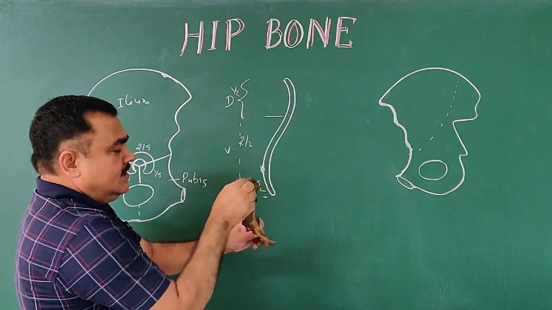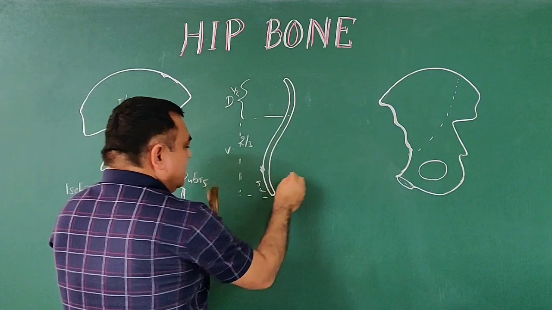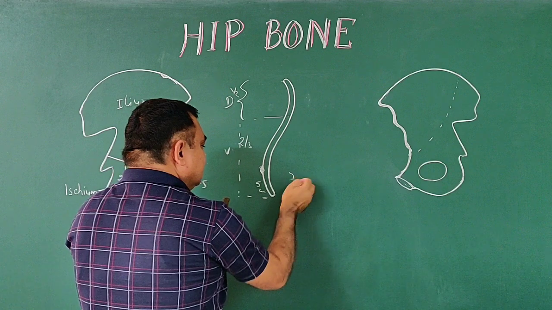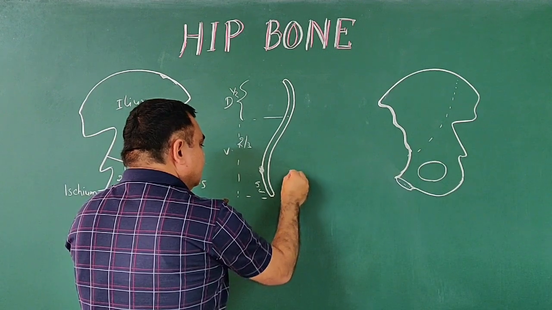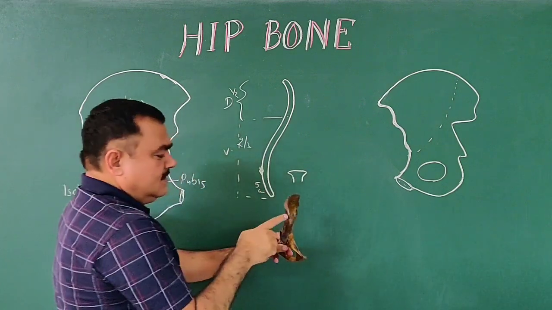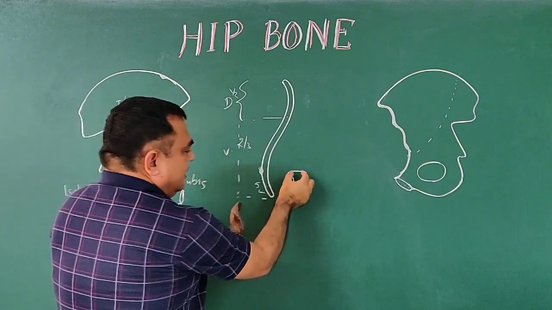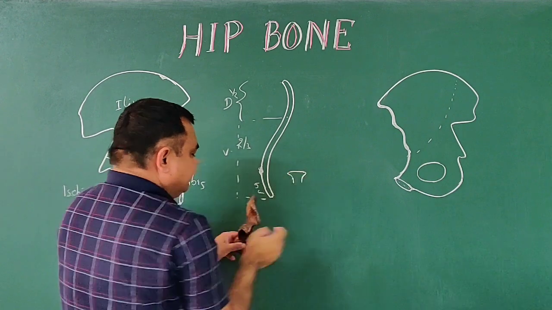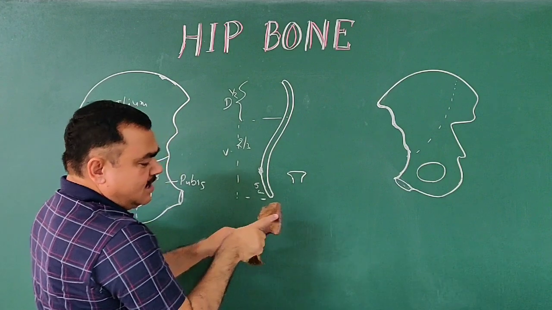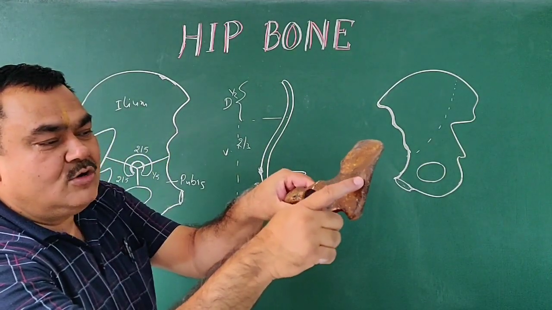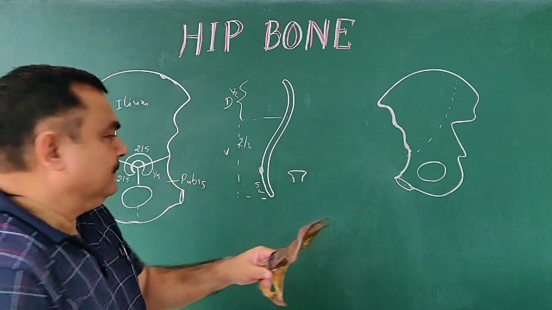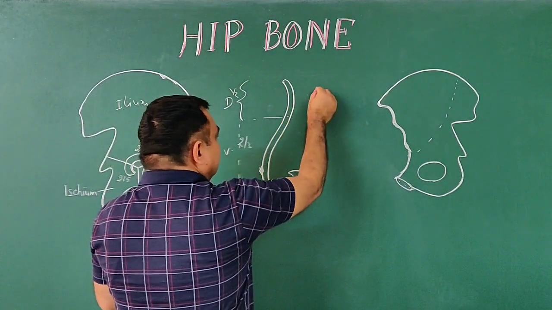And this anterior 2/3 part, if you see, it is like this. This part is the intermediate part, and these are two lips. This is the outer lip and this is the inner lip, and this is the intermediate area.